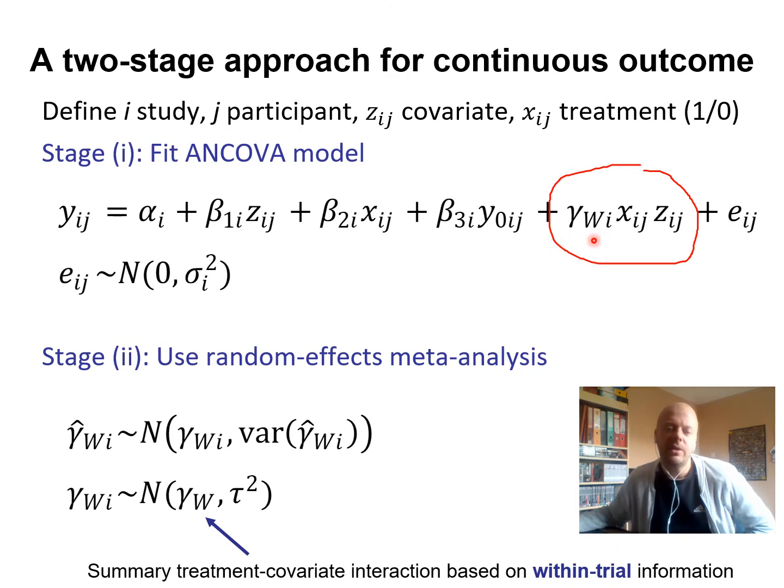Note that I've denoted this gamma by gamma W. So that W is very, very important, because this means that I'm only using within-trial information to estimate my interaction. So I'm only using information within trials, the differences between participants within trials, to estimate my interaction. I'll come back onto that in a bit.